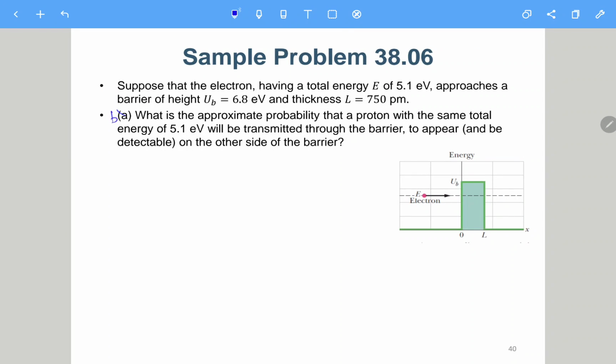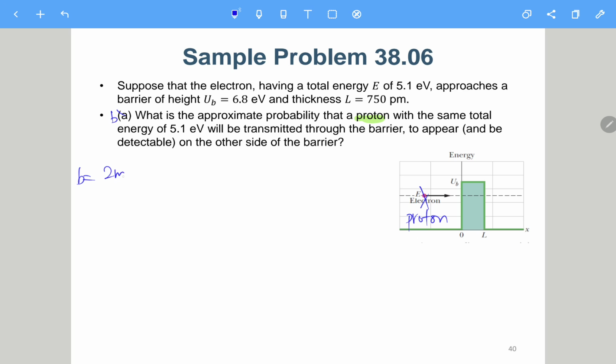Okay, this should be part B. What is the approximate probability that a proton with the same total energy will be transmitted through the barrier to appear on the right side? So the question is actually the same. All the numbers are the same. The only difference is that we change the electron to a proton. So we need to calculate B again.